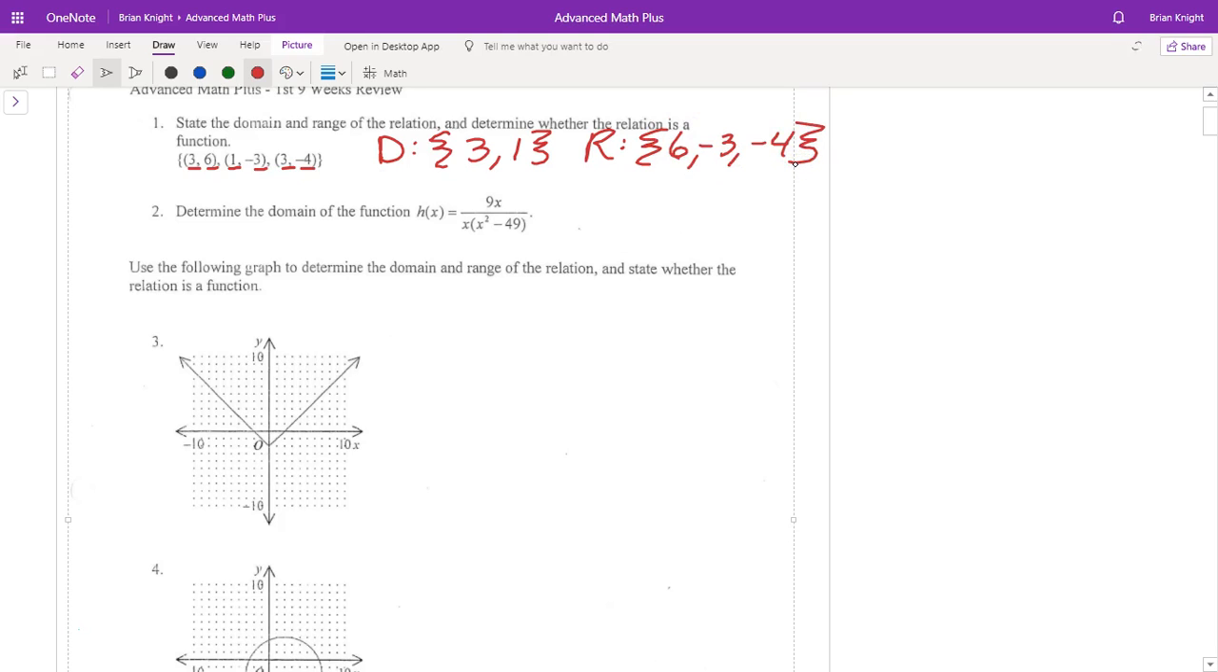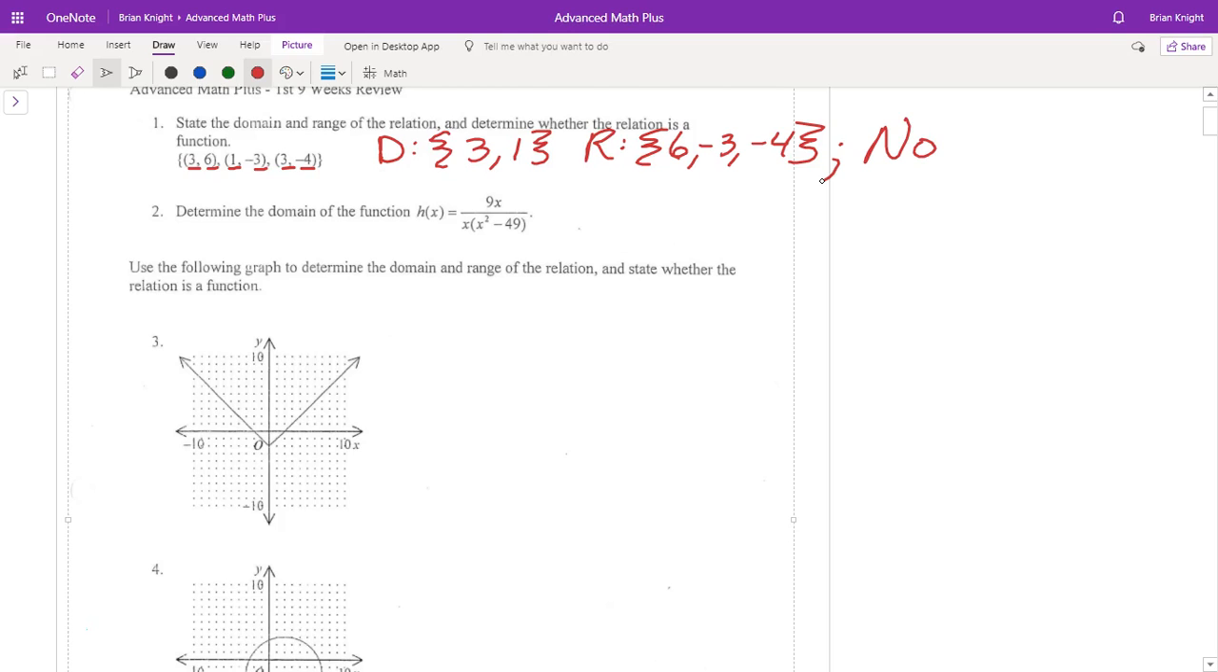And for it to be a function, what can't repeat? The X's. Did we have X's repeat? Yes. So this is not a function. This is why I thought math was supposed to be easy. Okay. Questions on 1?